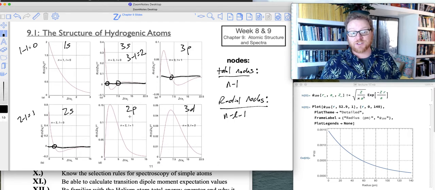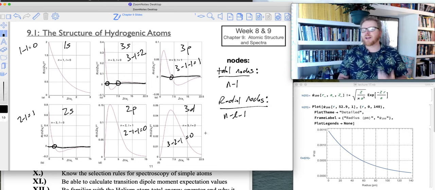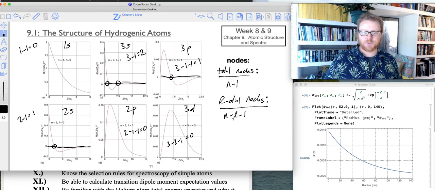Now if we go to this 2p situation, my n is equal to 2, my L is equal to 1, so 2 minus 1 minus 1 equals 0. 0 nodes. Same with 3p: 3 minus 1 minus 1 equals 1. So 1 radial node. And with 3d, it's 3 minus 2 minus 1 equals 0, so 0 radial nodes. Now how do we connect the total nodes and the radial nodes?